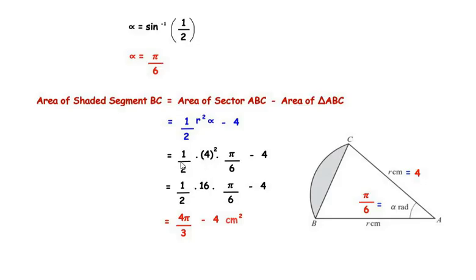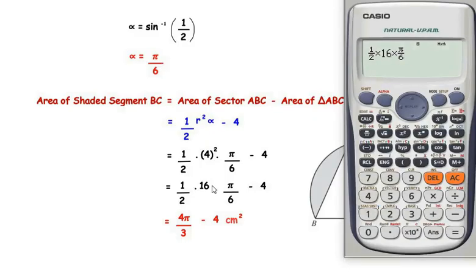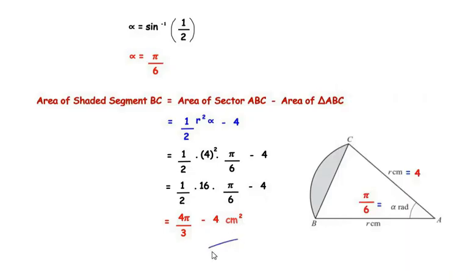Now simplifying this, we get 1/2 times 4 square is 16 times pi over 6 minus 4. So let us see what value this gives us. So this first term is going to give us the value as 4 pi over 3. So here we have written 4 pi over 3 minus 4 square centimeters. So this is the area of the shaded segment BC. Now remember that in this question the exact area of the shaded segment is asked. So if the word exact is given, then you should get the answer as a whole number or as a fraction, not as a decimal. So here we have to get the value as 4 pi over 3 minus 4 square centimeters. So this is our answer.